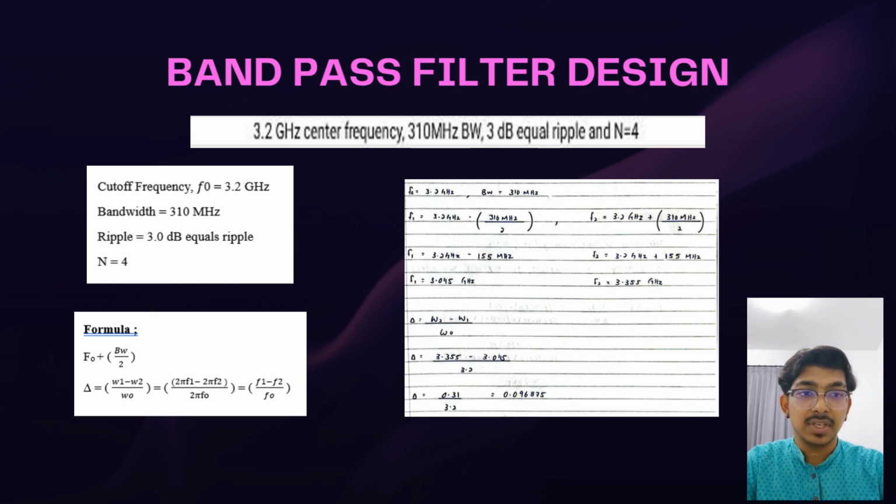For this project, the filter is designed with a center frequency of 3.2 GHz, a bandwidth of 310 MHz, and a 3 dB equal ripple response, and n is given as 4. The equal ripple response, also known as the Chebyshev response, provides a sharper transition between the pass band and stop band compared to the Butterworth response, although it introduces a small ripple within the pass band.